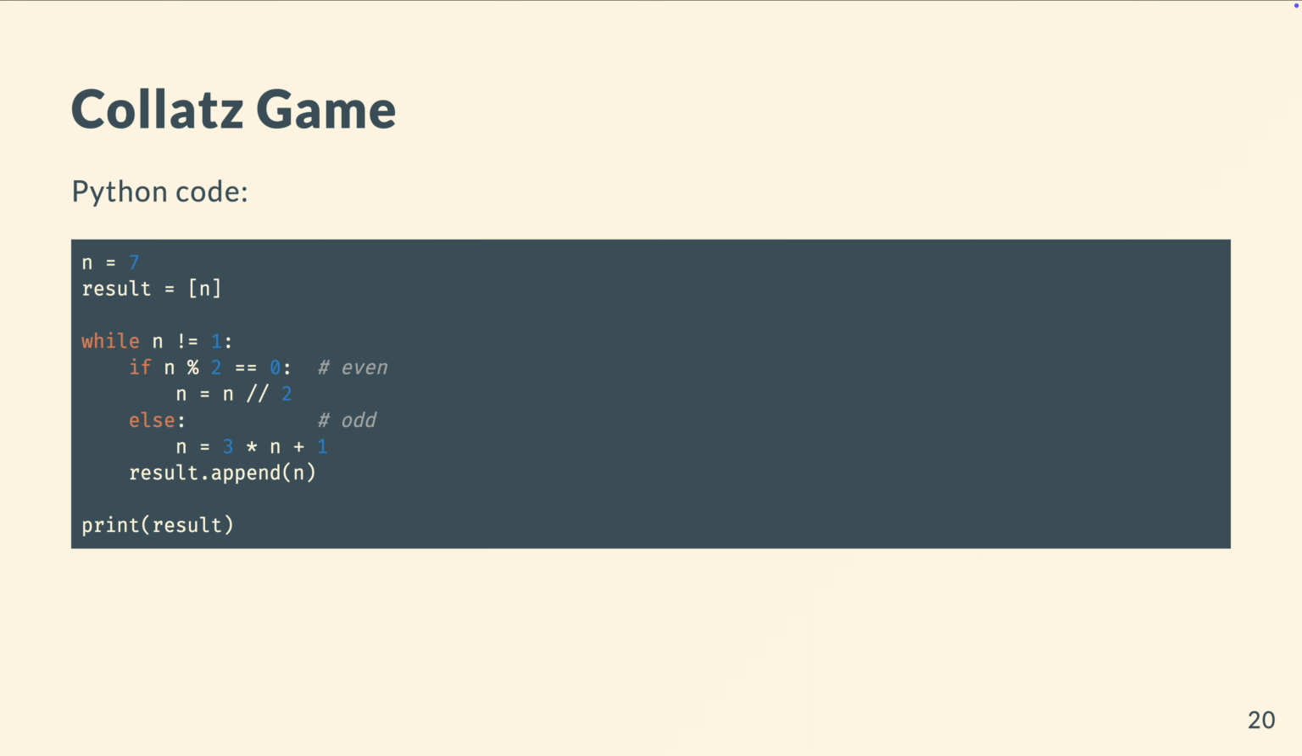Inside, we check if n modulo 2 equals 0. That means n is even. If it is even, we change n to n integer divided by 2. Otherwise, it is odd. We change n to 3 times n plus 1. After we update n, we append n into result. We are collecting every step into the list. At the end, we print result.